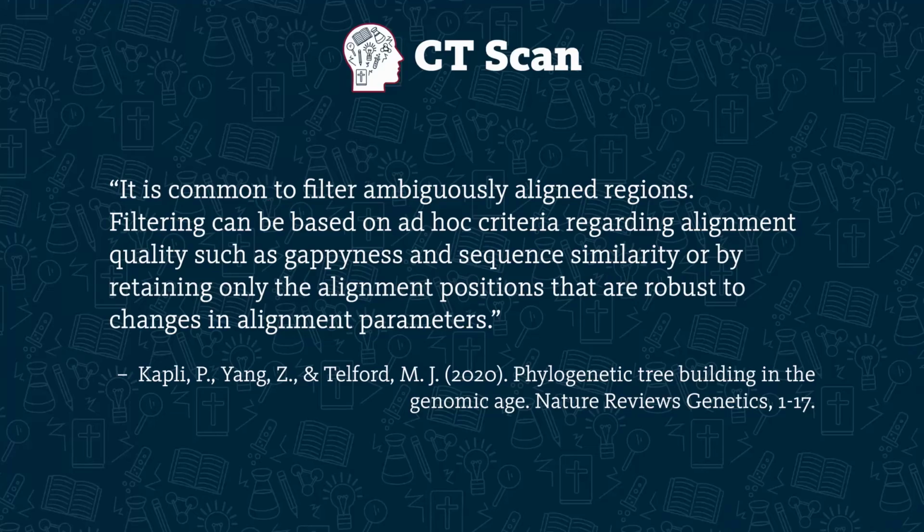Next, you trim the aligned sequences by removing any parts deemed low quality. As a 2020 paper in Nature Reviews explained, "it is common to filter ambiguously aligned regions. Filtering can be based on ad hoc criteria regarding alignment quality, such as gappiness and sequence similarity, or by retaining only the alignment positions that are robust to changes in alignment parameters." In other words, you get rid of remaining differences you don't think should be included.